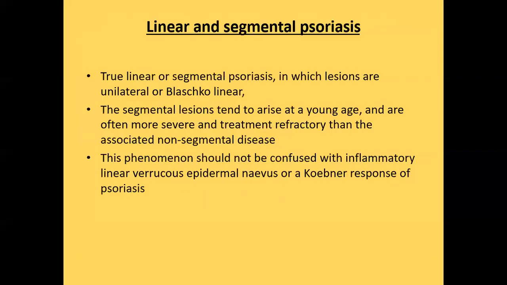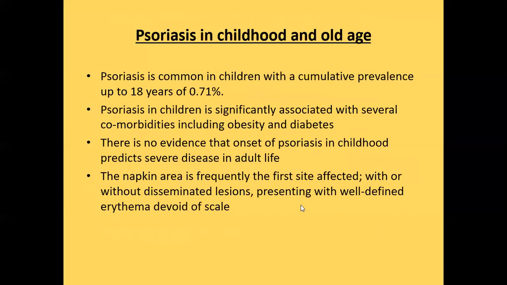Linear or segmental psoriasis is a rare presentation in which the only presentation on the body is in the form of linear lesions, or lesions limited to a Blaschkoid distribution. Such lesions are often severe and refractory to treatment. It should not be confused with inflammatory linear verrucous epidermal nevus or Koebner phenomenon. In Koebner phenomenon, there will be linear lesions along with other more typical lesions of plaque psoriasis. But in segmental or linear psoriasis, there will be only linear lesions.